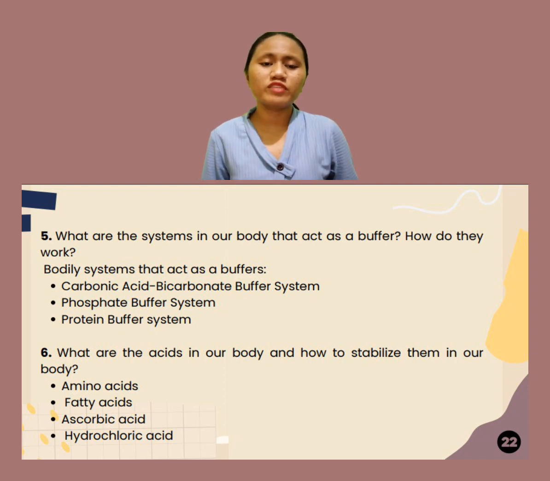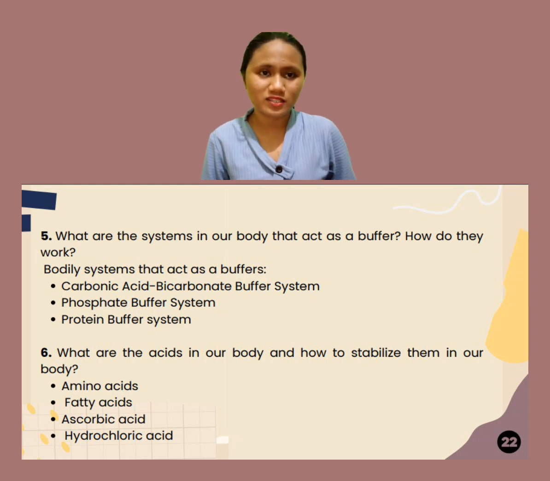For the third one, we have the protein buffer system that functions as a buffer in cells and plasma. This interacts with other buffer systems and aids in controlling the pH of both extracellular fluid and intracellular fluid.